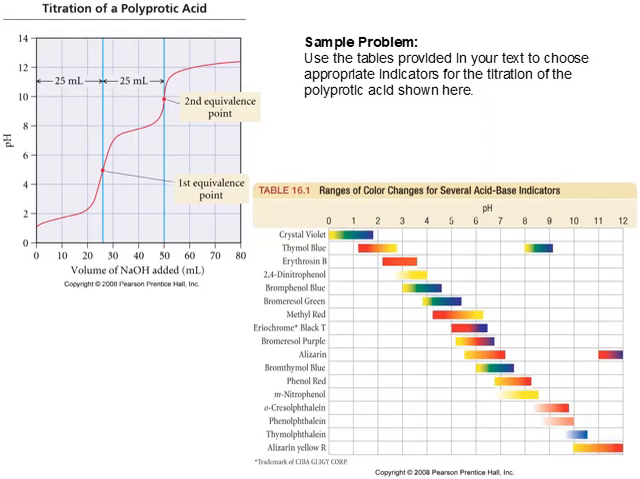Considering the titration curve shown here of a polyprotic acid solution, which of the indicators below would be suitable to identify the first equivalence point? Which would be suitable for the second equivalence point? Pause the video and choose some indicators.